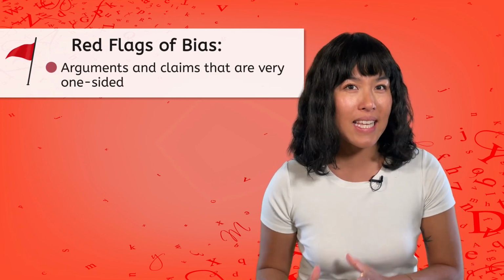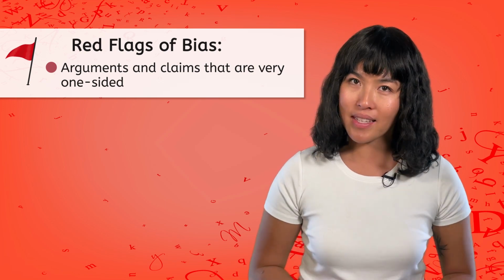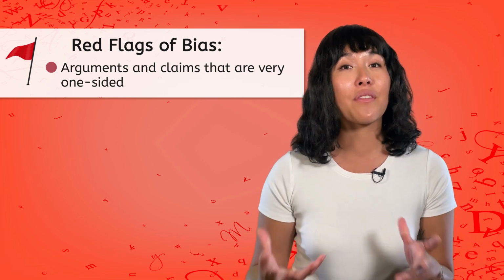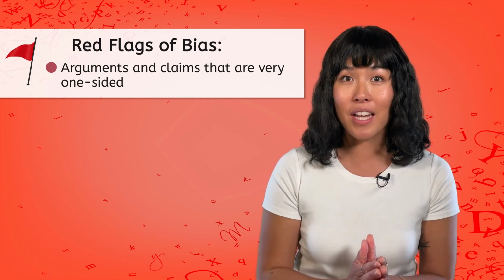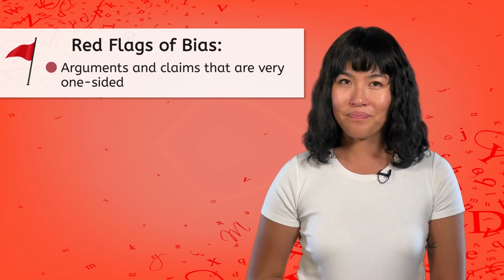Take a moment to pause and consider, what are some red flags that indicate bias that could be found in the writing of a source? Let's go over some red flags now. Arguments and claims that are very one-sided and clearly favor a particular viewpoint can be a sign of bias. Since that article from the beginning of the video focused on the positive side of social media use, it is definitely a sign of bias.